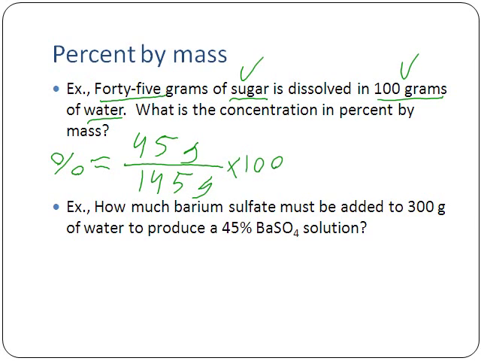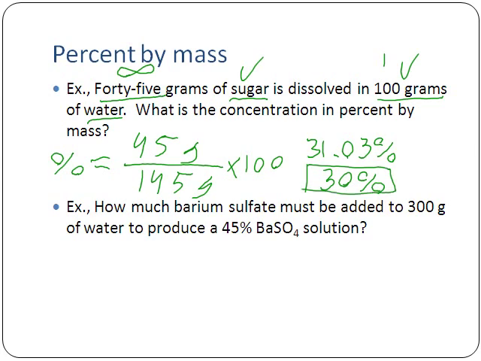And so doing so, we take 45 divided by 145, and then times 100. And so I get 31.03%. Significant figure-wise, 45 grams, that's spelled out, so it's infinite significant figures. 100 grams of water, that's only at 1 sig fig. And so we'll round this to 1 significant figure. And so our answer is that this is a 30% sugar solution. And that's how you work that out.